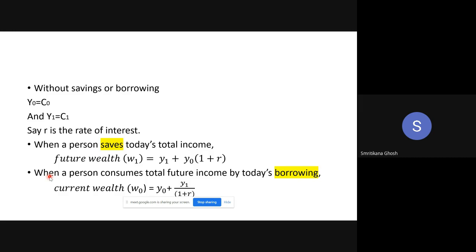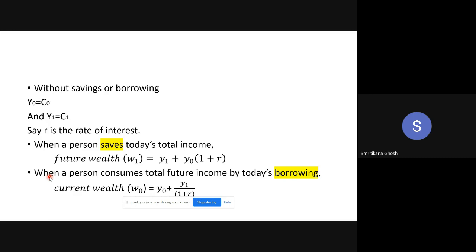Now, I'm going to the other extreme. Let's say tomorrow you will not consume anything. You want to get the maximum today. Then what can you do? You have to borrow today. How much? The money which you will earn tomorrow, that much you can borrow. You must borrow the money so that you can repay this borrowing by tomorrow's income.